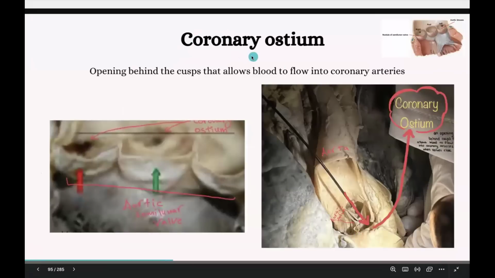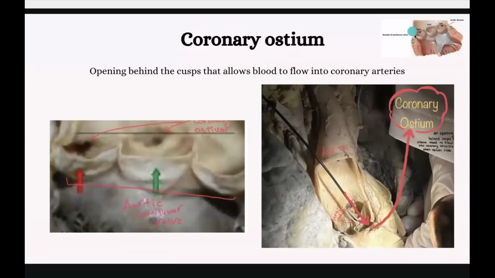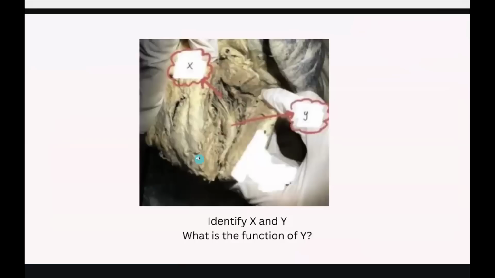Next, we have the coronary ostium. This is what I mentioned to you guys earlier over here. It is basically where the coronary arteries arise from, where the blood flows into the coronary arteries through the coronary ostium. And they're just places behind the cusps. And yeah, you can see them over here.